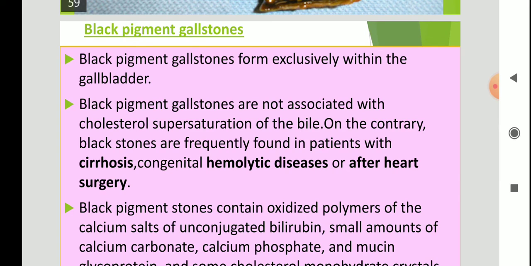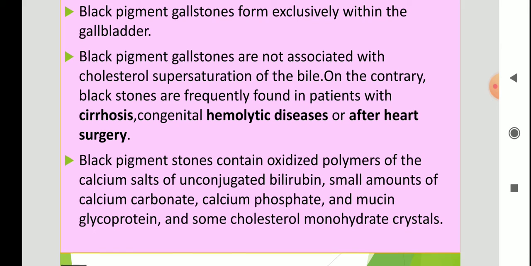Black pigment gallstones. Black pigment gallstones form exclusively within the gallbladder. They are not associated with cholesterol supersaturation. On the contrary, black stones are frequently found in patients with cirrhosis and congenital hemolytic disease. That's important, the black pigment stones. A lot of hemosiderin is contributed there for the formation of these black stones.